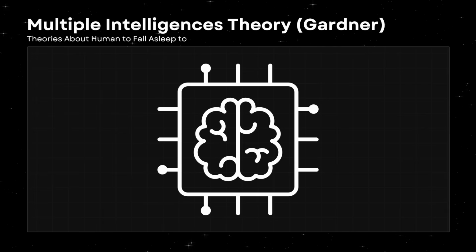One of the best-known types of intelligence is linguistic intelligence. This involves skill with words, both spoken and written. People with strong linguistic intelligence may enjoy reading, writing, telling stories, or learning new languages. A poet, novelist, or speaker often shows this kind of intelligence.